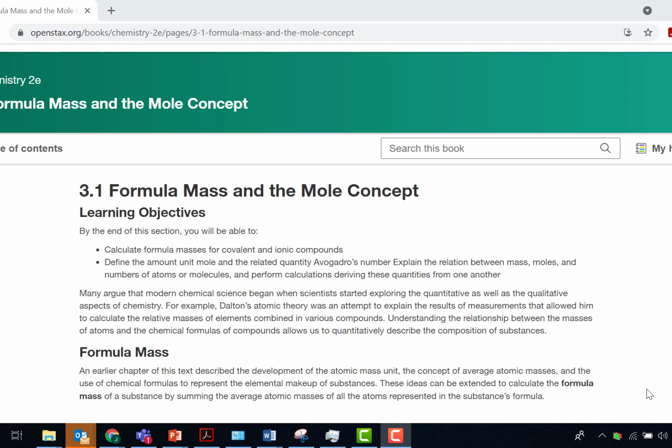Hello, everyone. I would like to talk about section 3.1, formula mass and the mole concept. We are actually going to divide this into two videos because these are important concepts and I want to have the time to focus on each. So in this video, we will be looking at formula mass. The learning objective for this video would then be calculate formula masses for covalent and ionic compounds. So let's go ahead and get started.